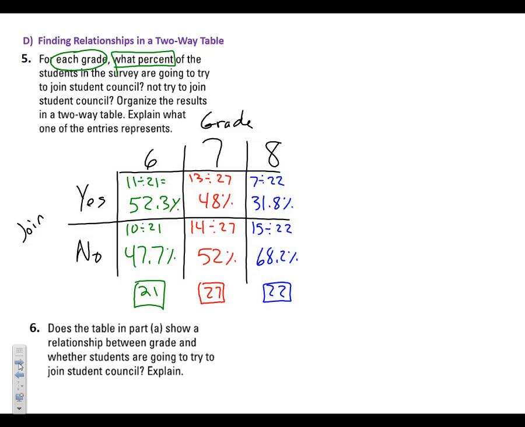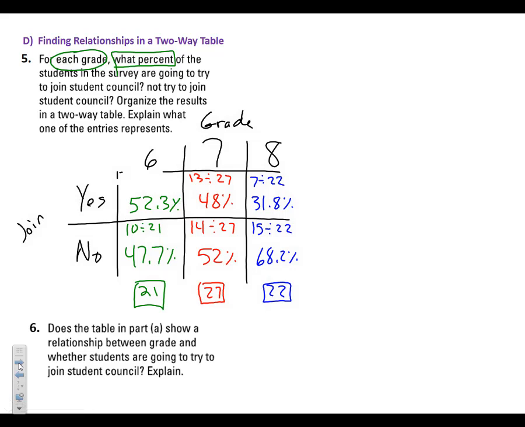So I wrote things in there that I maybe should not have. I don't need that math in there. If I just put the percentage, I put the math in there so you can see where I got the percent from. So we wouldn't normally do that. However, you can see for each grade level, the percent of students who said they were going to try to join and not join. And you know, you could be asked a ton of questions.